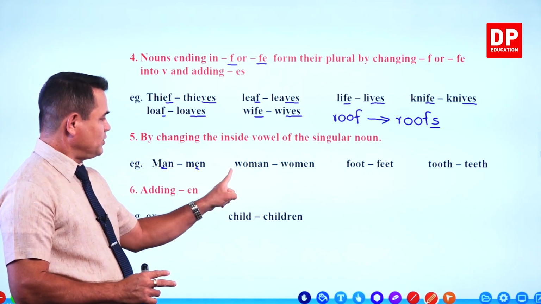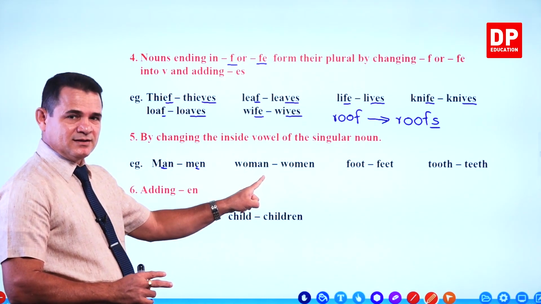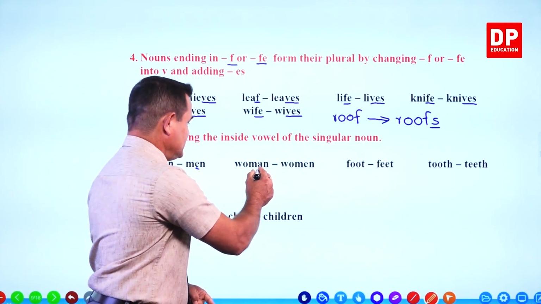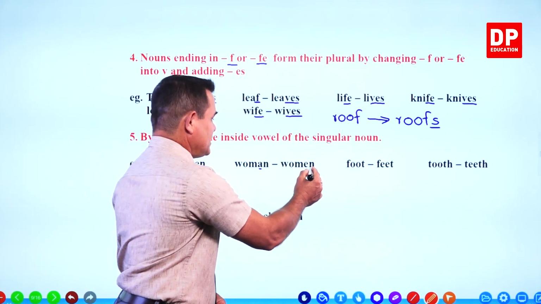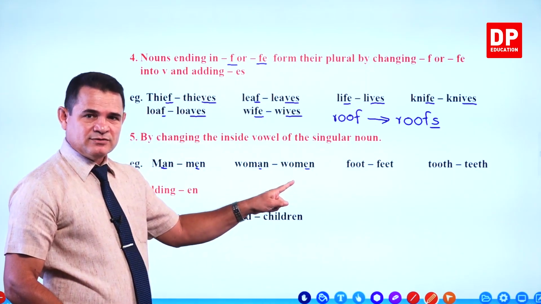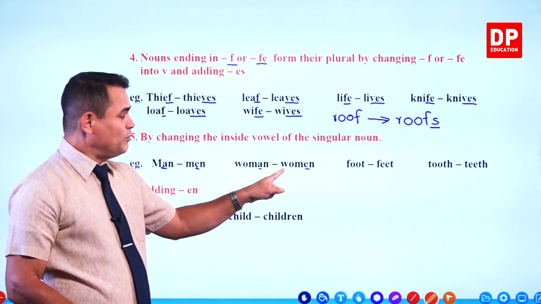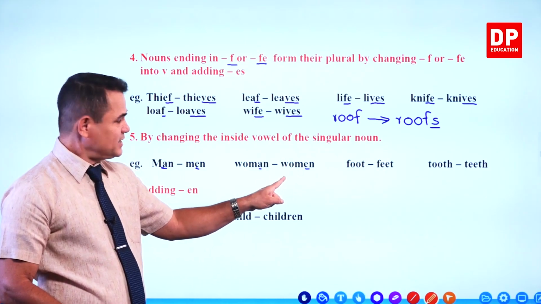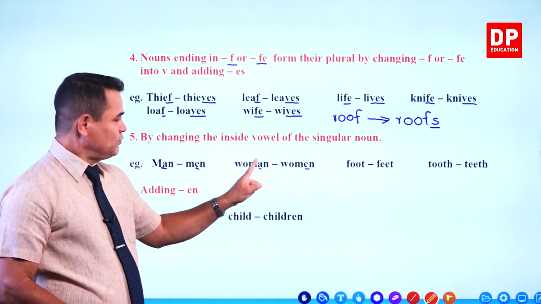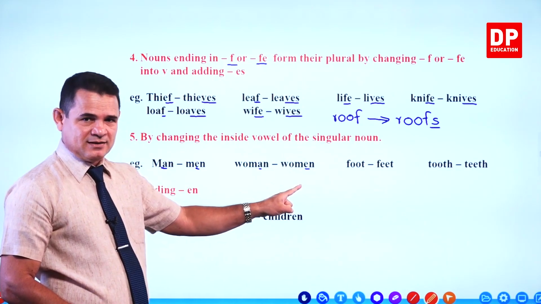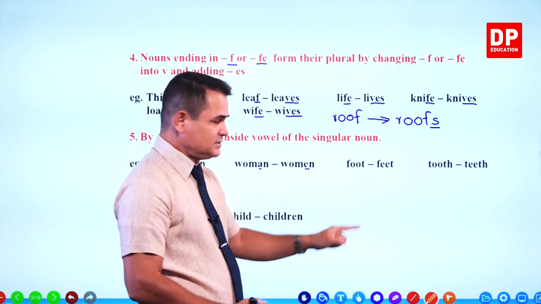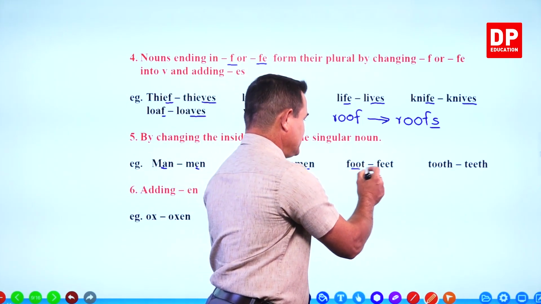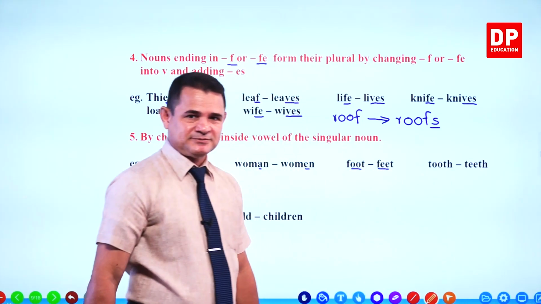Singular, plural. Here, woman. Here, the inside vowel A becomes E. We pronounce it not as woman; the correct one is women. Woman, women. So this is the plural. Foot. The double O becomes double E. Feet.